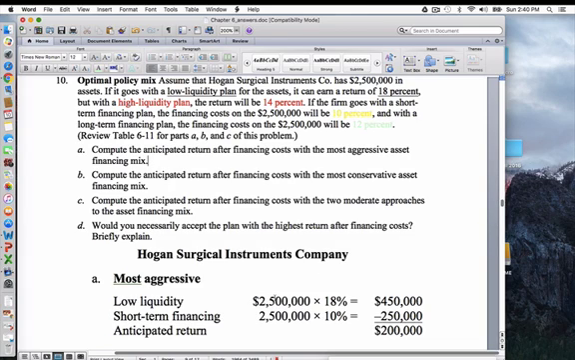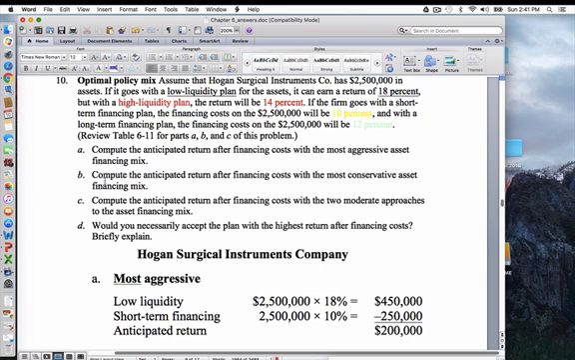So applied to my money that I have, that is going to be 450,000. And then short-term financing is a negative because I borrow money to be able to invest. Short-term financing is 10% over here. So I borrowed at 10% and then I invested at 18% and I make 200,000 on my 2,500,000.